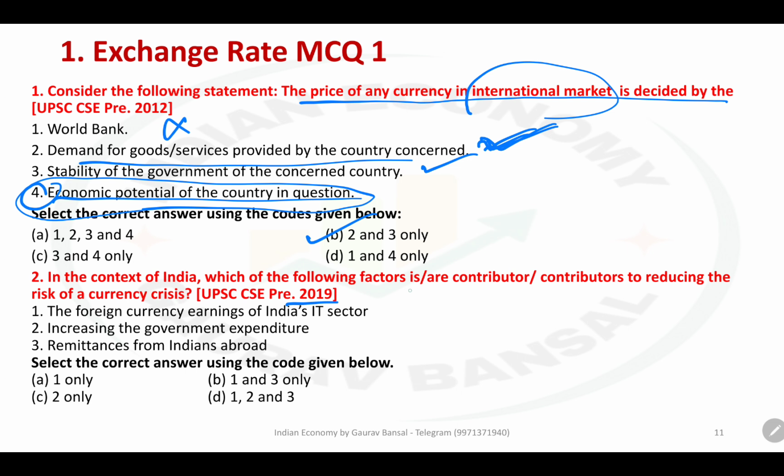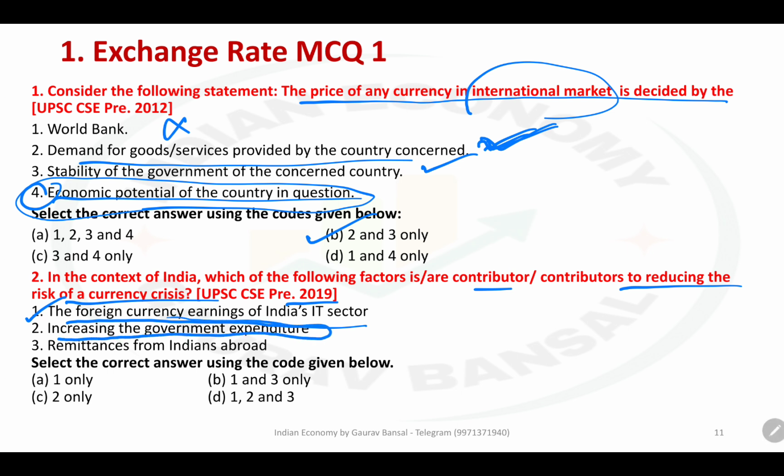2019. In context of India, which of the following factors is a contributor to reduce the risk of currency crisis? Okay, let us look at it. The foreign currency earning of India's IT sector. So, foreign currency earning of India's IT sector is correct. That reduces the risk because it gives us export earning. The more and more forex we earn, we reduce our risk of currency crisis. So 1 is correct.